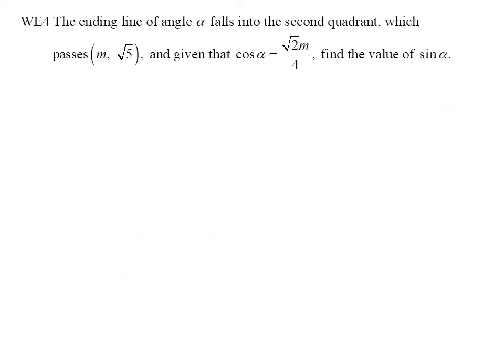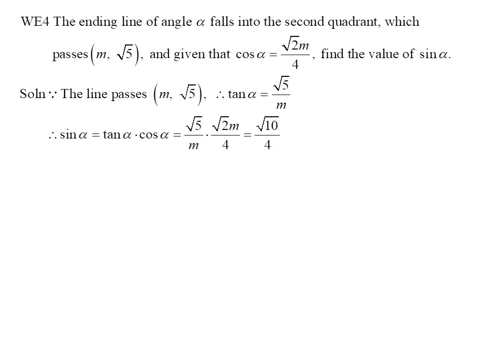In example 4, cosine alpha equals square root 2m over 4. The angle alpha falls into the second quadrant, and the angle line passes the point m square root 5. The question is to find the value of sine alpha in terms of m. Since the line passes the point m square root 5, tangent alpha equals square root 5 over m. Hence, sine alpha equals tangent alpha times cosine alpha, which equals square root 10 over 4 after being simplified.